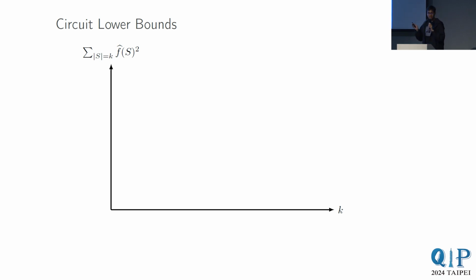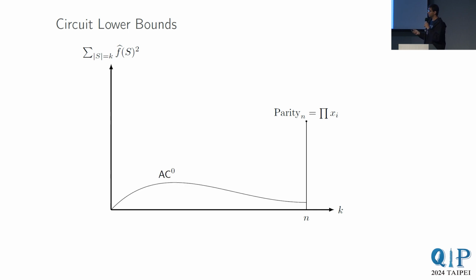For the parity function, which we saw a few slides ago, all of its Fourier spectrum sits at degree n. It's just the product of all input bits, so it's a degree n monomial. That's the whole function. And what Linial, Mansour, and Nisan showed is that AC0 circuits have a spectrum that looks like this. It has some kind of tail decay in k. Great. So this immediately implies that AC0 circuits cannot compute parity.